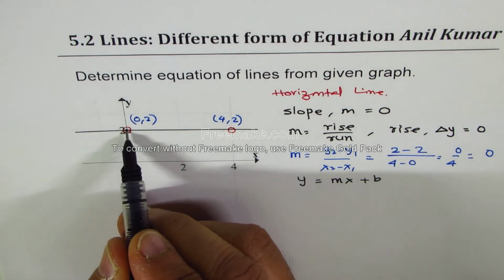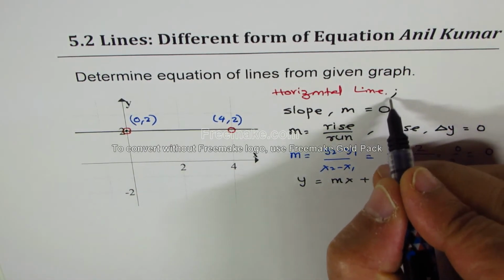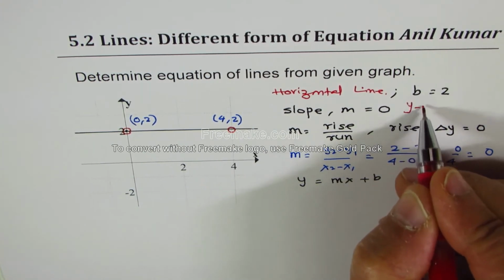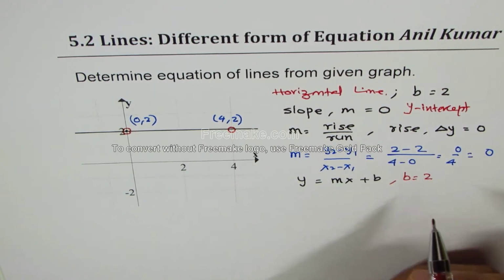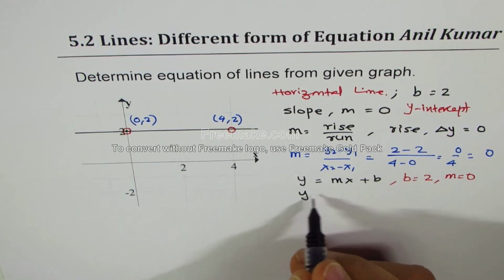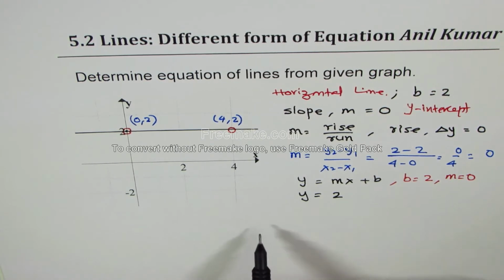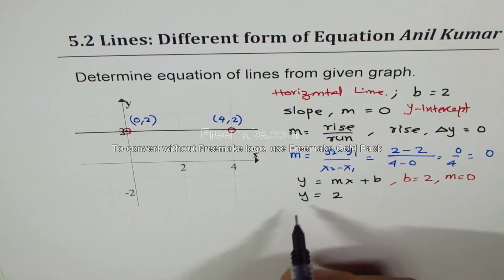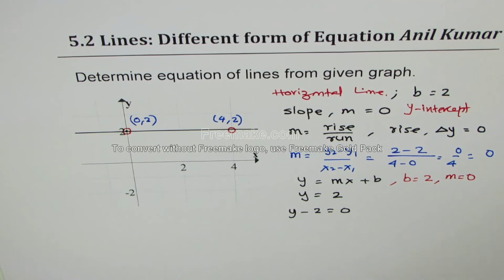The equation of the line can be written as y equals to mx plus b, and in this case b, the y-intercept, is how much? Is 2. We know b equals to 2. The y-intercept, let me write down here, y-intercept. Since we know b equals to 2 and m equals to 0, we can write down this equation as y equals to 2, right? So that becomes the equation of the line. And in standard form, how are you going to write it? We'll just bring 2 to the left side, and we can write this as y minus 2 equals to 0. So we have both the forms here.